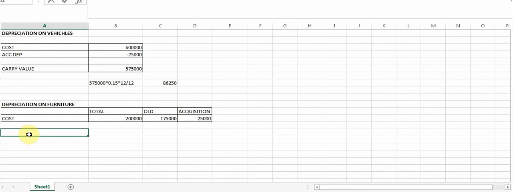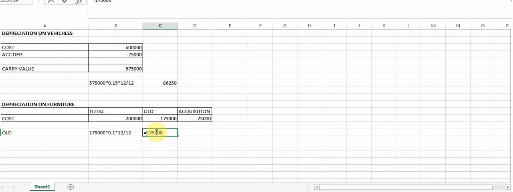So I'm going to start with the old, and I'm going to say it's going to be 175,000. I'm going to times it by the percentage of 10%, and I'm going to times it by 12 over 12, and that will give me a depreciation answer of 17,500 rand. I will also calculate for the new, which is now my acquisition, and it was worth 25,000. So it's 25,000 times 10%. And now I need to be careful, because I cannot times by 12 over 12.